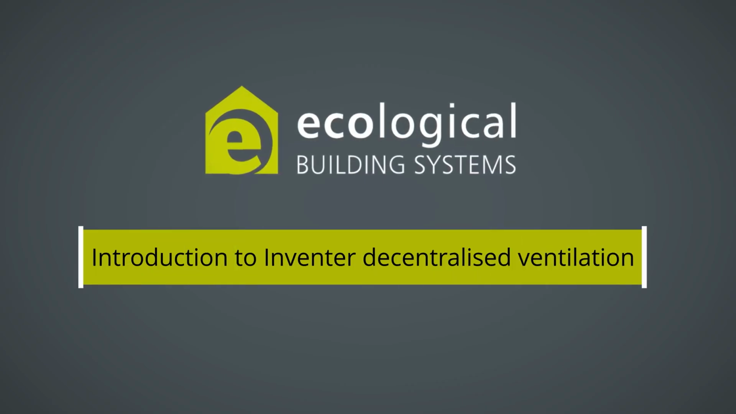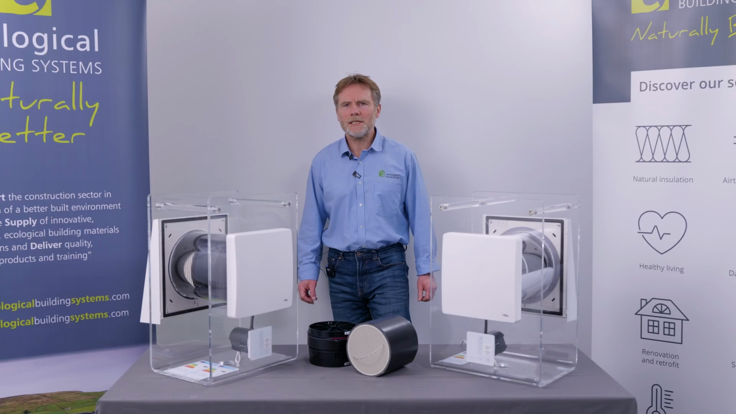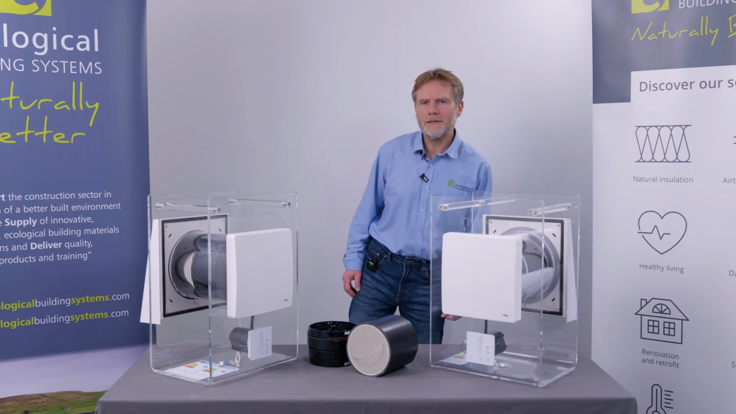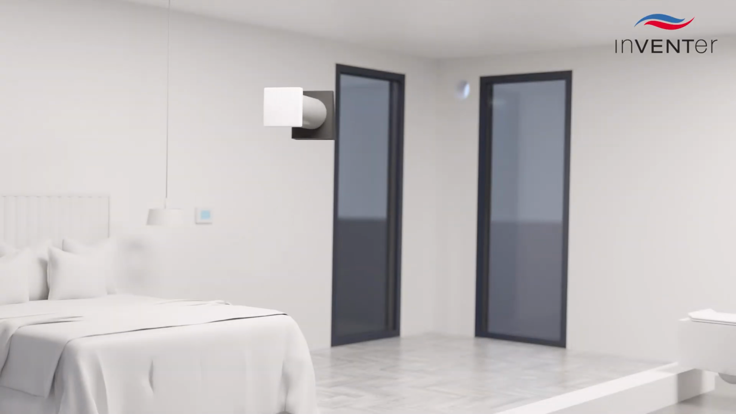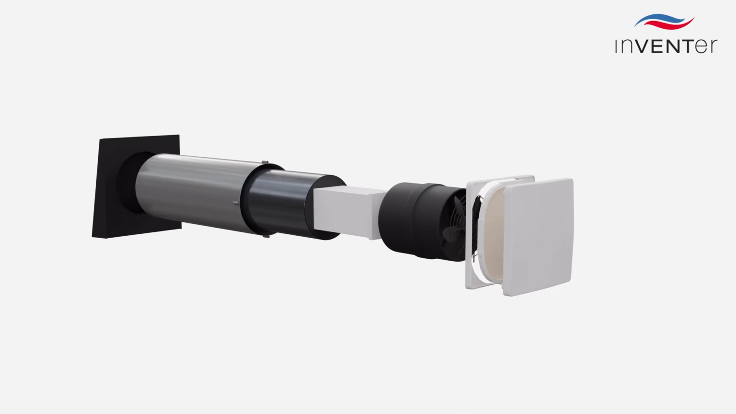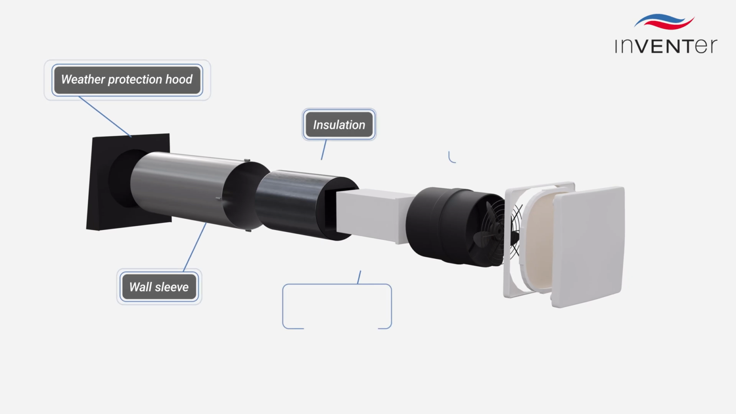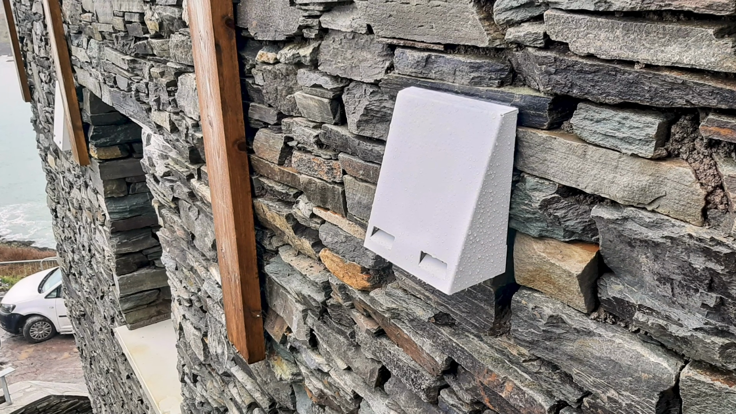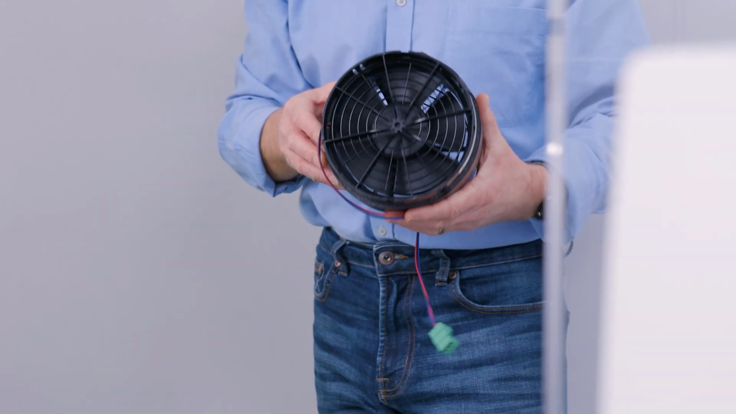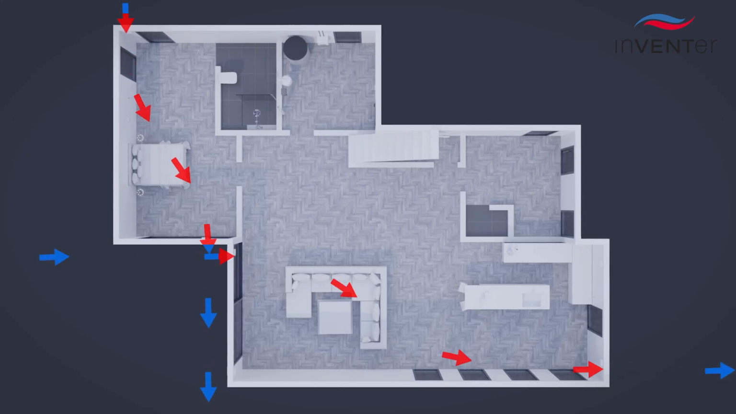So what is decentralised ventilation? Decentralised ventilation systems eliminate the need for ducting. This can be a useful advantage in retrofit situations. Decentralised ventilation systems by inventor consist of units arranged in pairs, and these are located into the external wall. The integrated Xenion fans bring fresh air to the internal space and eliminate stale air in a coordinated manner.